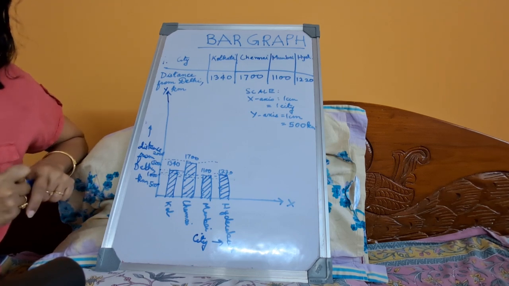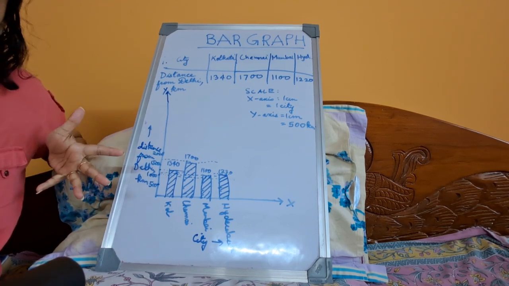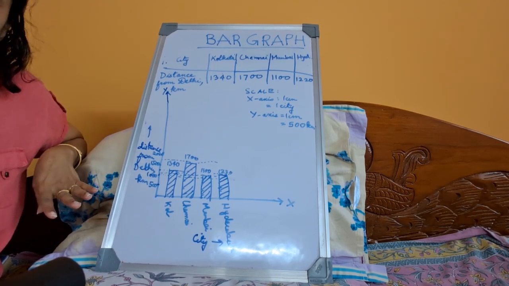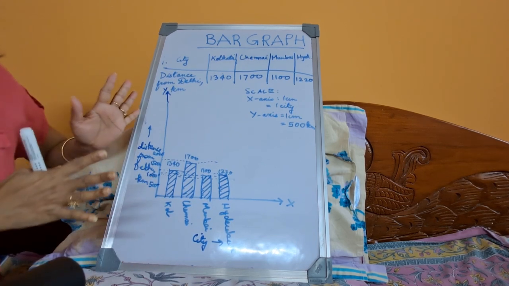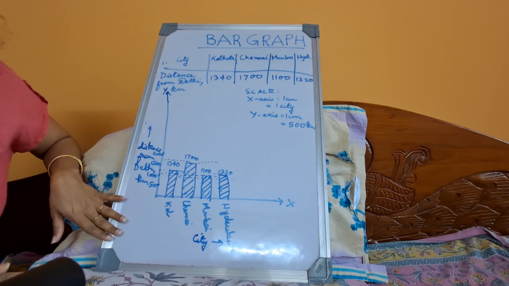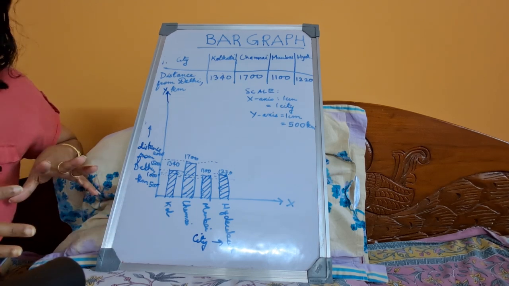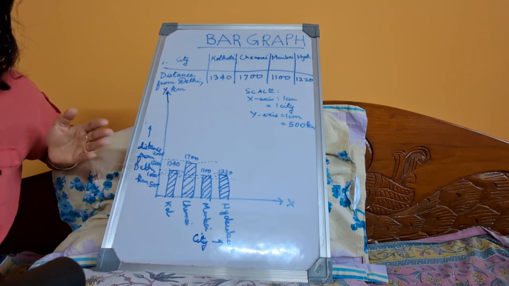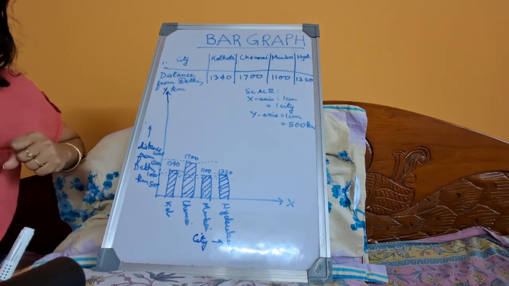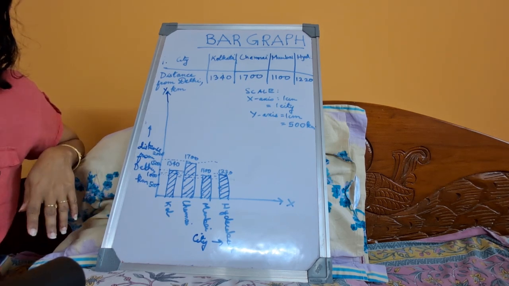I hope it's clear, everyone. If you have a doubt, you can always post it as a comment. So next we'll do a sum. So here we had the data and we were drawing a bar graph. Now we will do a sum where we already have a drawn bar graph and we have to extract data from that. So let's see how to do it.